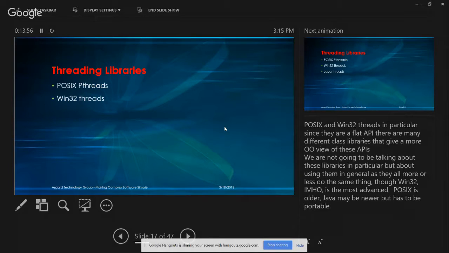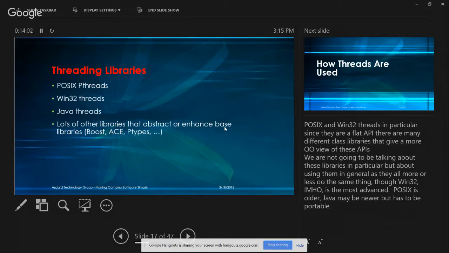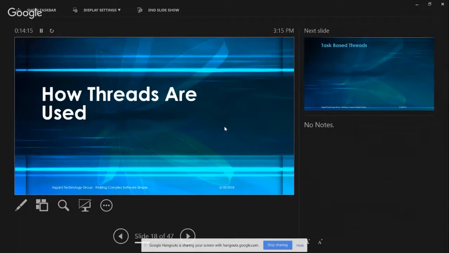The main libraries are POSIX, Win32, Java's got whatever they've got. There's other things that you can do, Boost, ACE, QType, to try to give you a little more multi-platform, if that's what you need. But typically, this stuff is specific for them.